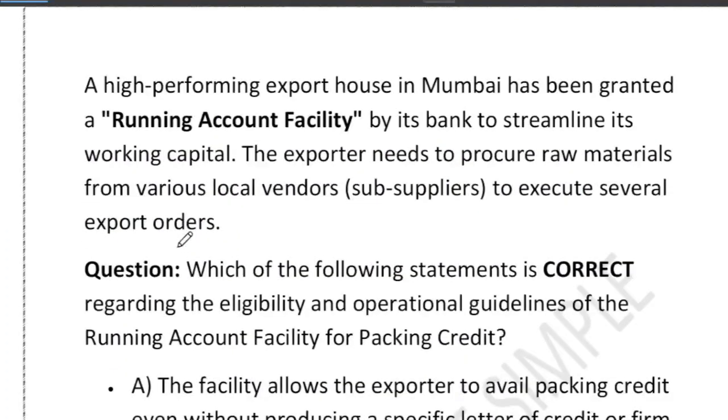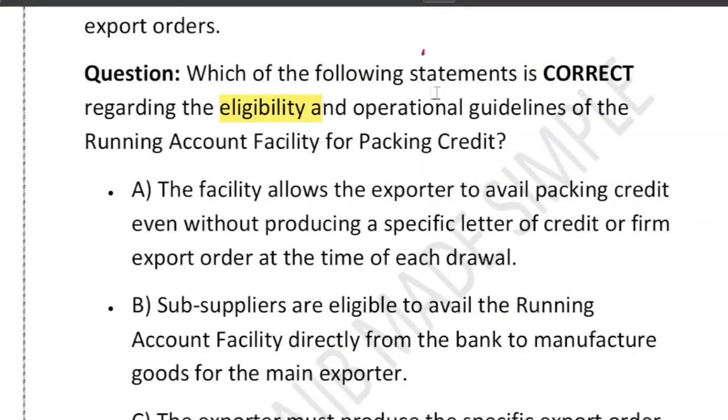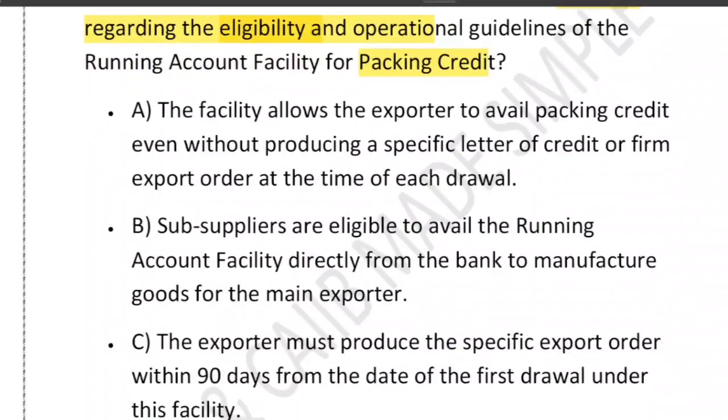That's regarding the running account facility. So friends, basically packing credit. The question says that a high performing export house in Mumbai has been granted a running account facility. In short, we call it RAF, right? Which of the following statements is correct regarding the eligibility and operational guidelines of the running account facility for packing credit? Option A, the facility allows the exporter to avail packing credit even without producing a specific letter of credit or export order.